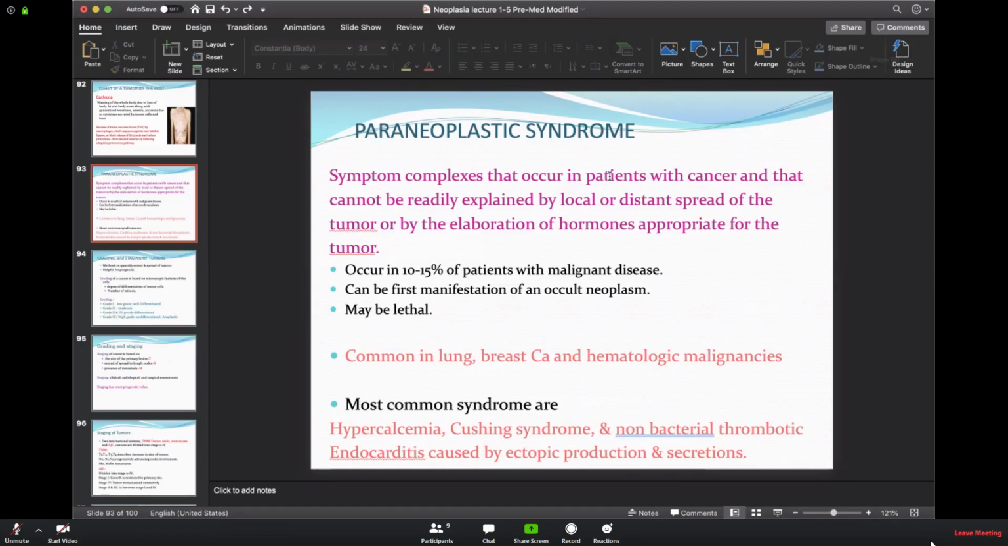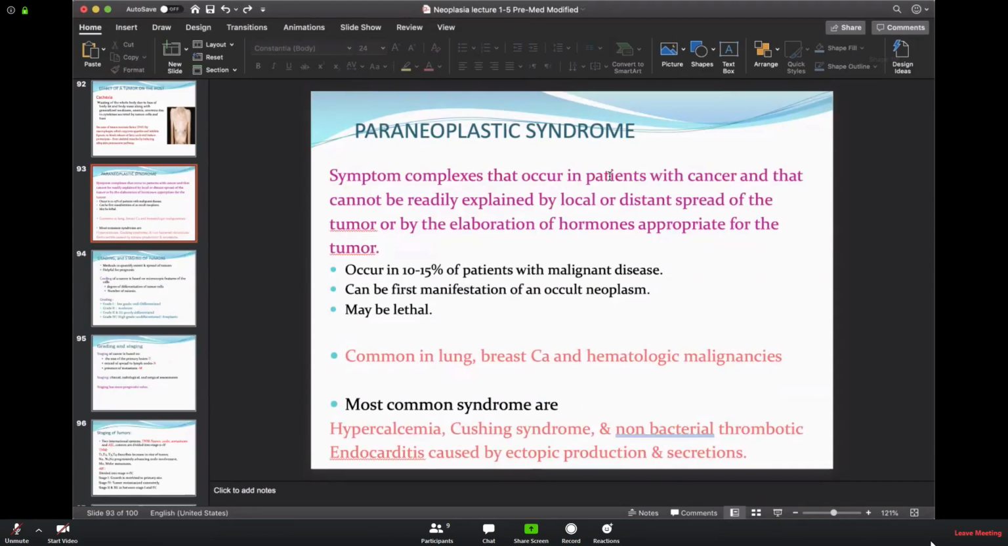However, if I have another tumor, let's say in the lung, such as a small cell carcinoma of the lung, and it produces a protein or a peptide that has effects similar to corticosteroids and causes Cushing syndrome, then here we call it paraneoplastic syndrome.